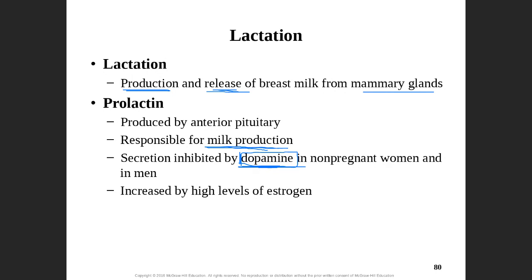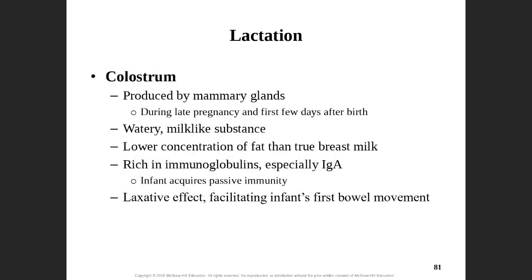And also, remember what I said, near the end portion of pregnancy, you can see estrogen levels increasing. Because of these high levels of estrogen, that will also increase prolactin levels. So dopamine decreases prolactin production. Estrogen will increase prolactin production. So the first product that comes out of the breast after the baby is born is colostrum.